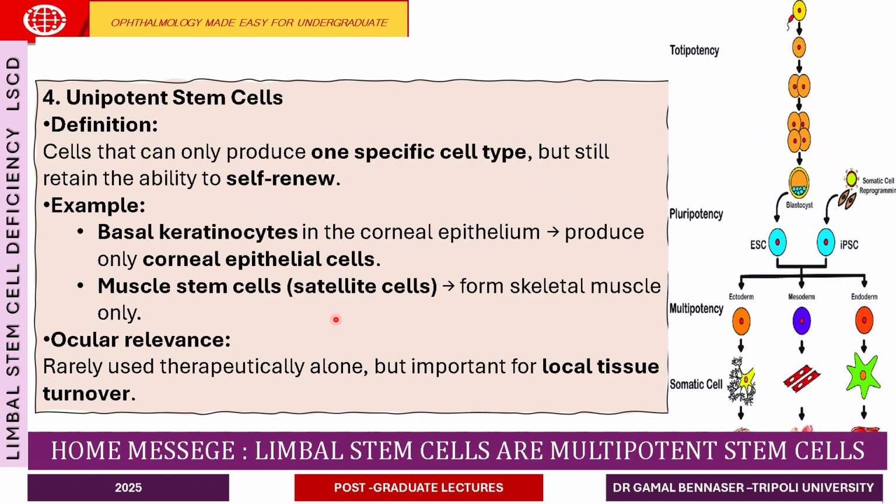Also, this type of cell is rarely used in ophthalmology as therapeutic use, but it is important in local tissue turnover and repair. So what's important for us is the multipotent stem cells. When we speak about the limbal stem cells, we use them because of their property as multipotent stem cells that are capable of renewal and regeneration, and they will form many different cells within the same tissue lineage.